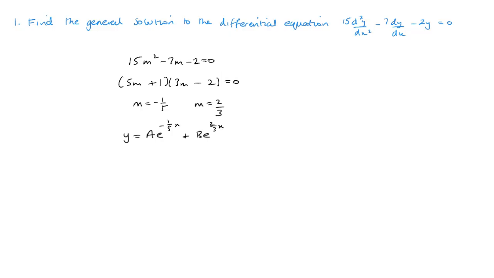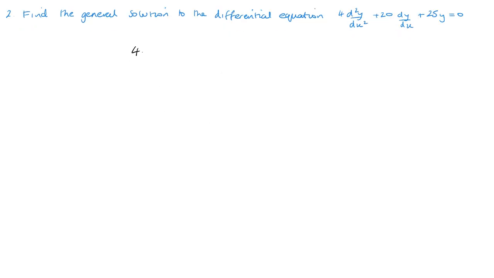Right, let's have a look at the second one. You know the scenario by now. So 4m squared plus 20m plus 25 equals 0. Oh, no, it's not going to be a 4m.